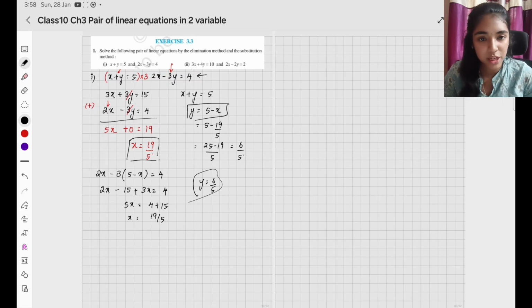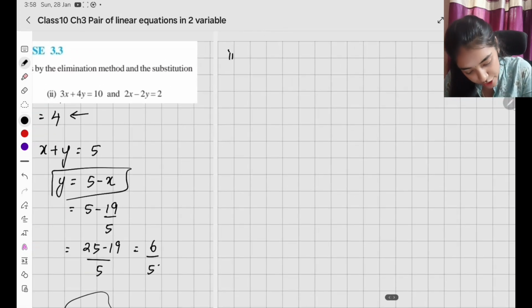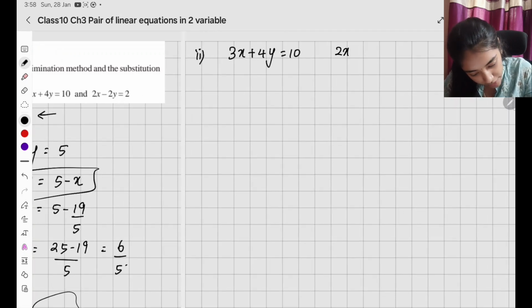Okay, and elimination method is the most preferred method. அது once போட ஆரம்பிச்சாச்சுனா elimination தான் easy. Okay, so now second equation, we have 3x plus 4y equals 10. This is one equation and you have 2x minus 2y equals 2. இப்போ நான் என்ன பண்ண போறேன்?